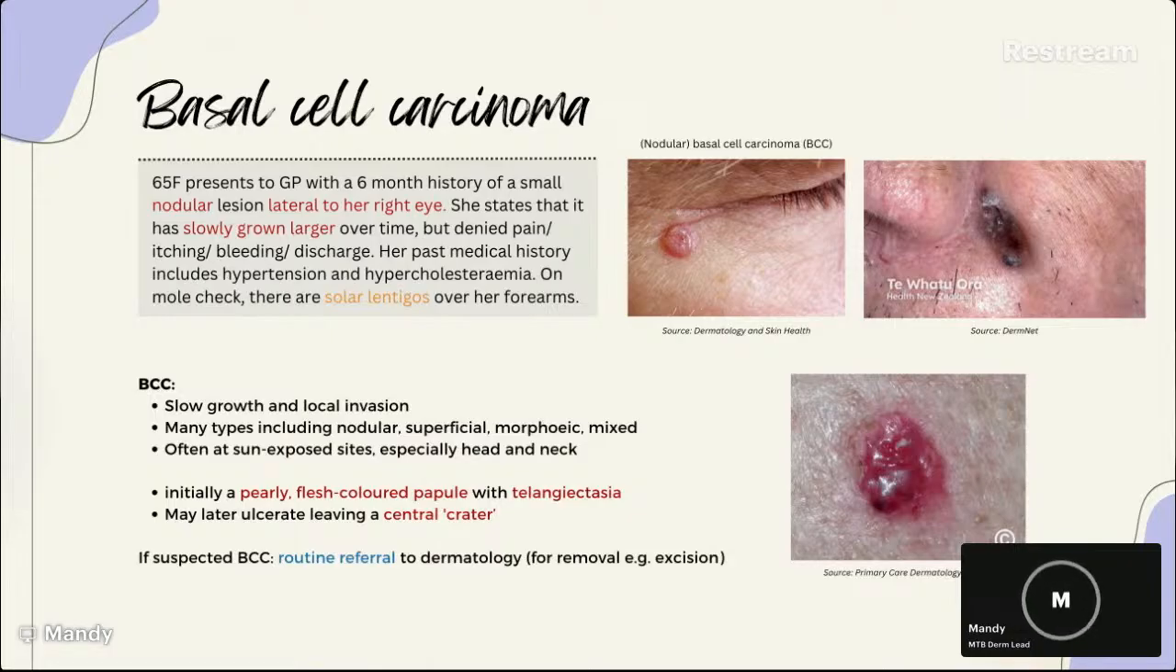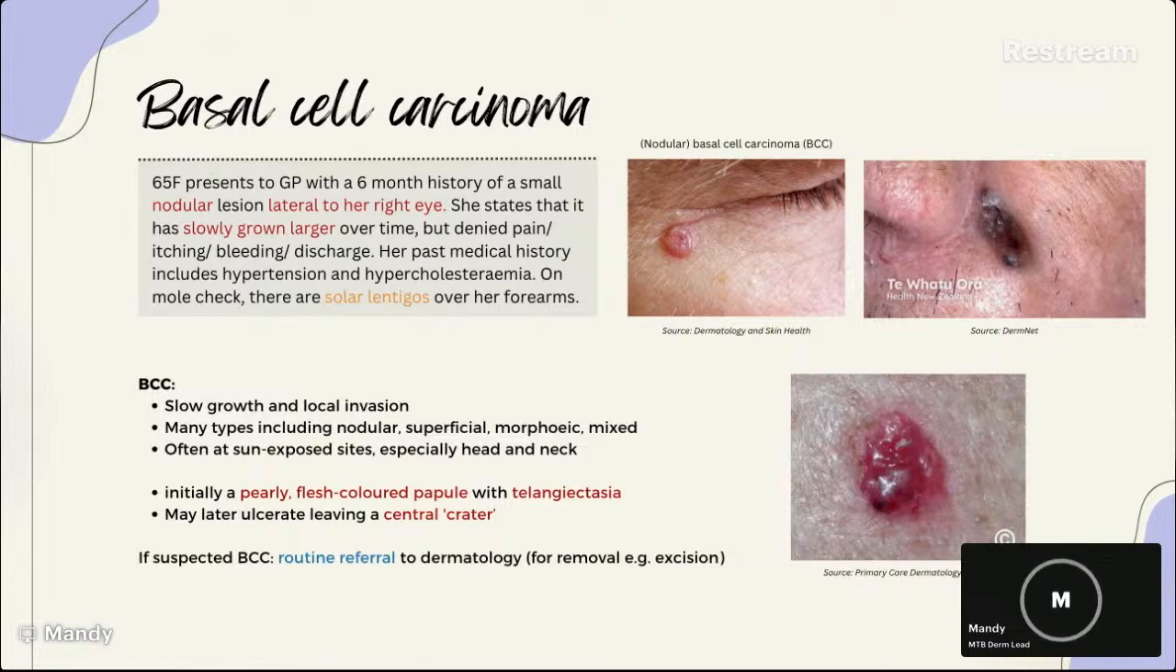I put the question stem there and a few keywords in red and also orange that would actually suggest to you why this might be a BCC. So we can see that it's a nodular lesion. So this would be an example of a nodular BCC that's lateral to her right eye. It's slowly growing larger over time. So this slow growth is often seen with BCCs. They often have slow growth and local invasion.